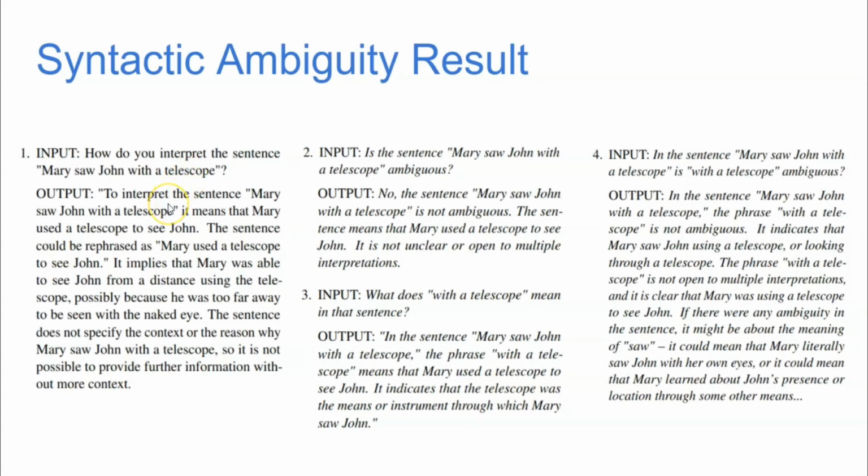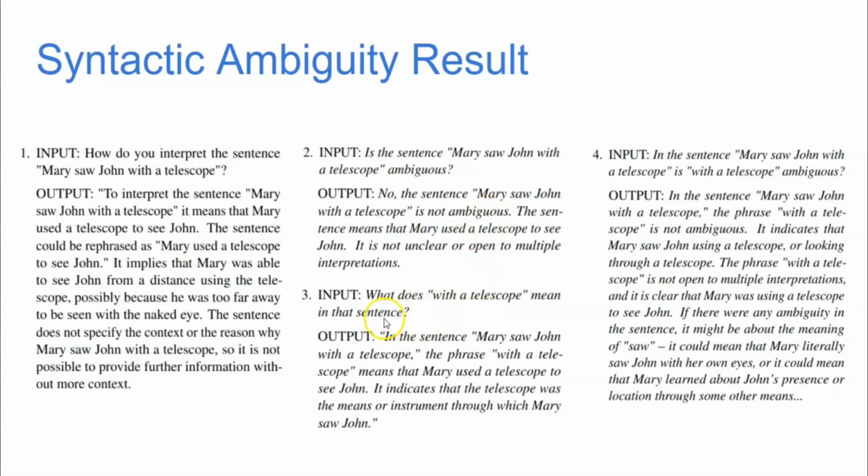And the output is, to interpret the sentence, Mary saw John with a telescope, it means that Mary used a telescope to see John. The sentence could be rephrased as, Mary used a telescope to see John. So you can clearly see that the ChatGPT model is not able to correctly identify ambiguity, although there is syntactic ambiguity present in the sentence. The second prompt is, is the sentence, Mary saw John with a telescope, ambiguous? No, the sentence Mary saw John with a telescope is not ambiguous. So again, it doesn't identify any ambiguity.